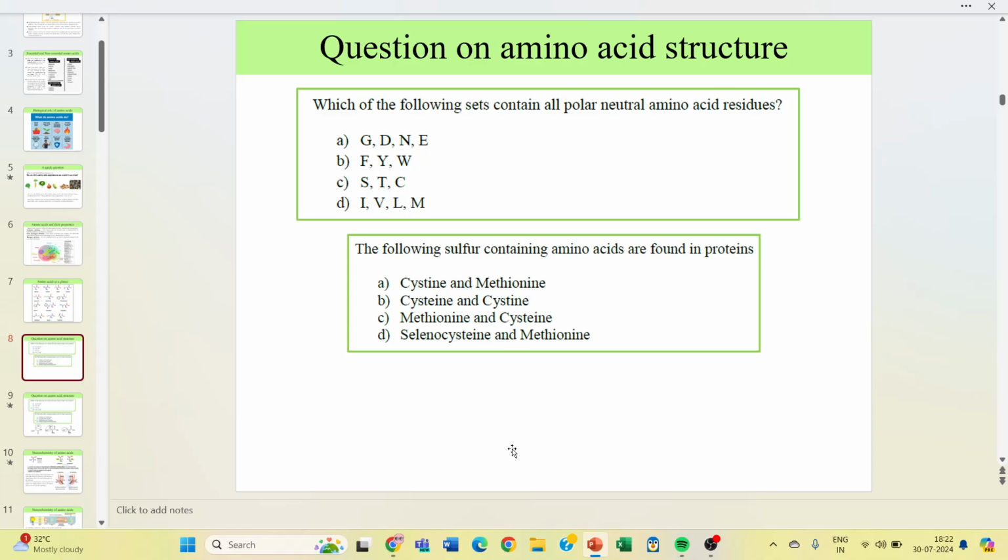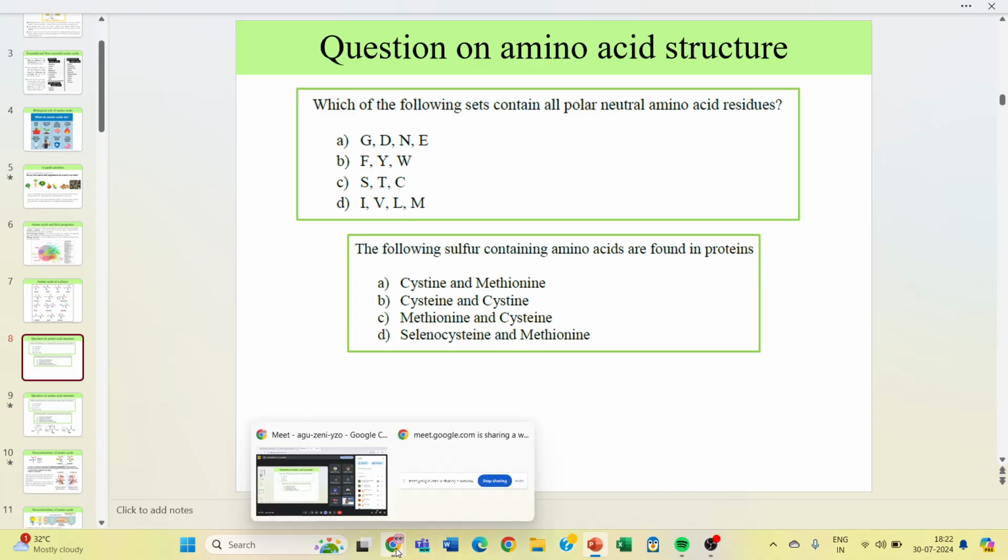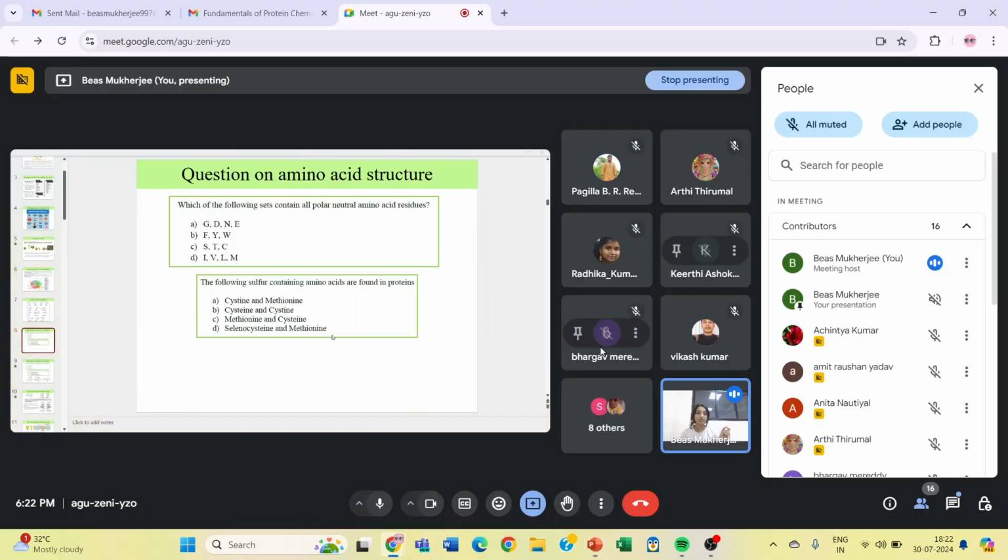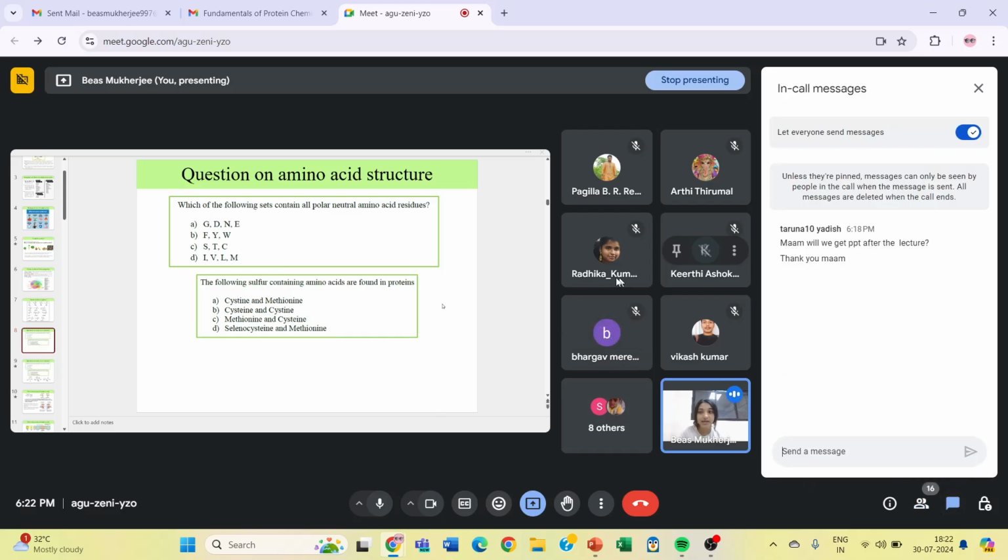So let us start with the first set of questions. So you try to answer the questions. Okay, you try to write down the answers in the chat box, and then we will discuss. Okay, so the first question is, which of the following sets contain all polar neutral amino acids? So who are the polar neutral amino acids? Find out from the options.